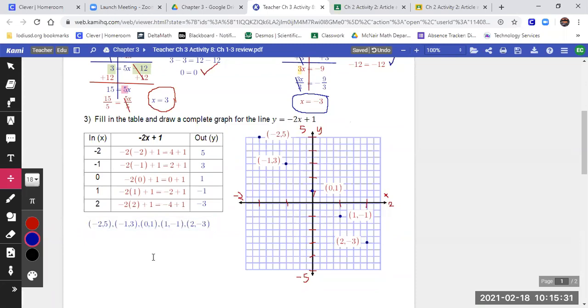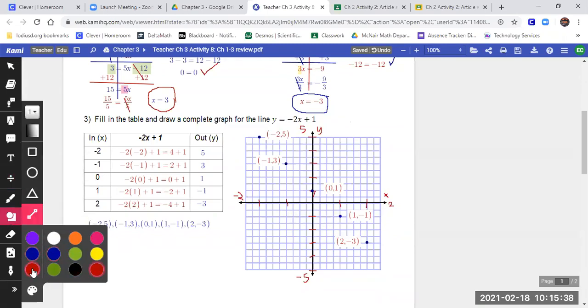Now, is this done? Are we done? Did we finish everything we needed to for it? No. What did we not do yet? We've got to connect the points.